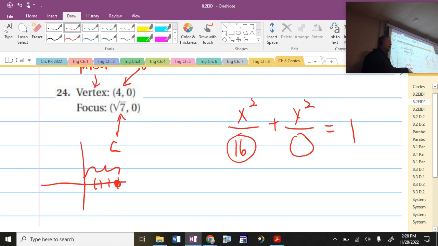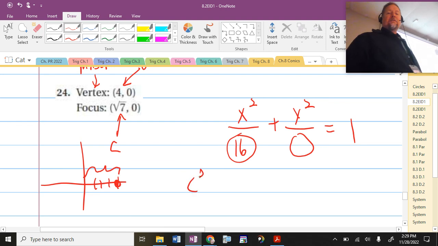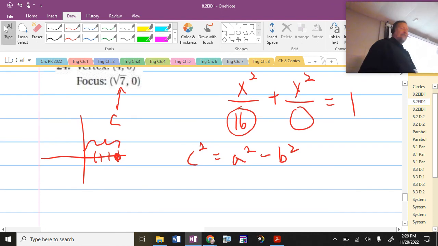That's how everyone got that. But now how do I get the other radius? Now fumble. I got to use my formula. C squared equals A squared minus B squared, and it's got to be memorized. What are we doing over there?